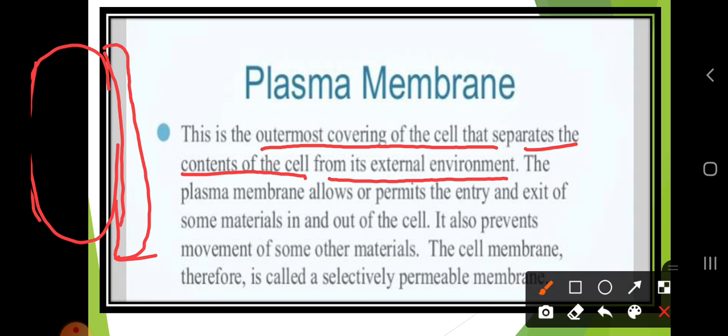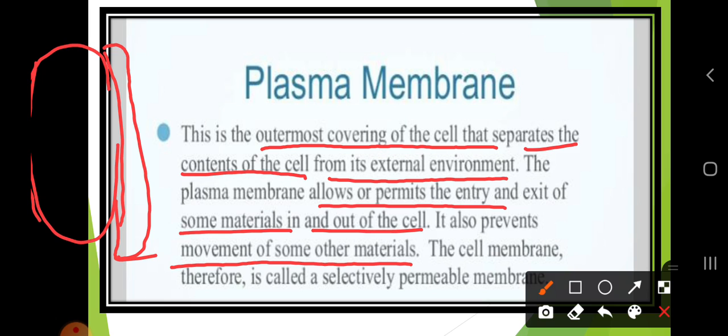The plasma membrane allows or permits the entry and exit of some materials. What is the work of the plasma membrane? If any solution wants to enter our body, who is going to allow it? It is the plasma membrane. It gives permission: yes, you are able to enter the cell. So the plasma membrane permits the entry and exit of some materials, in and out of the cell. It also prevents movement of some other materials.